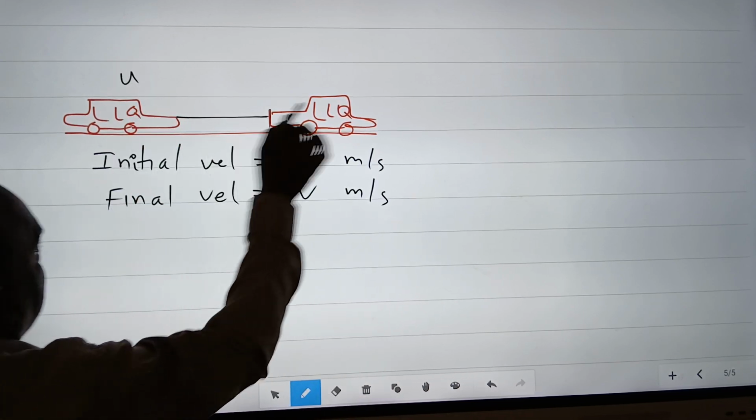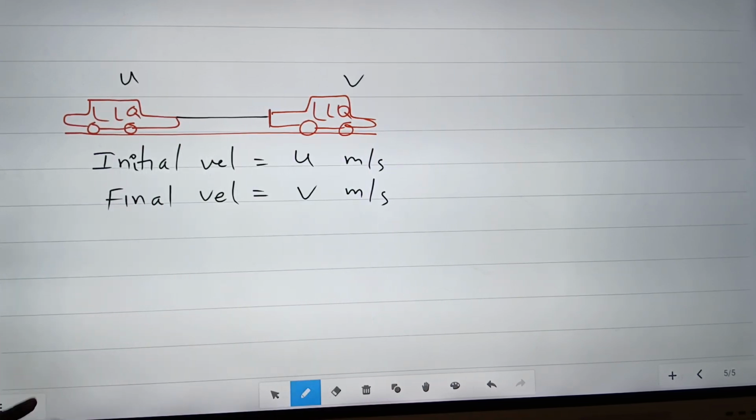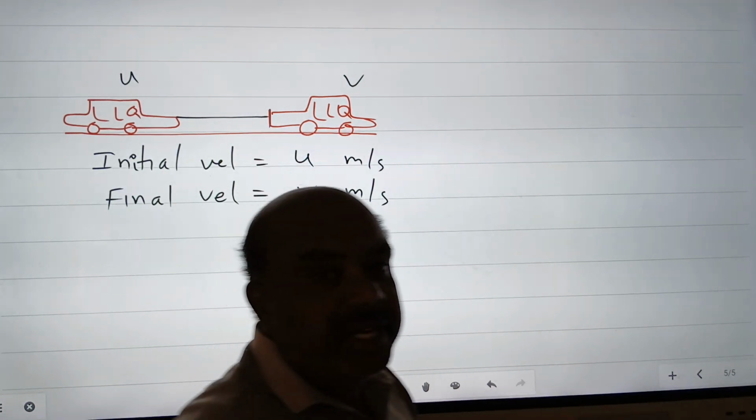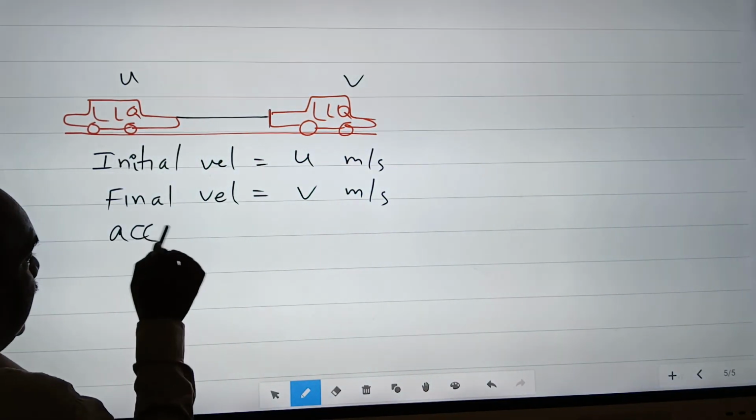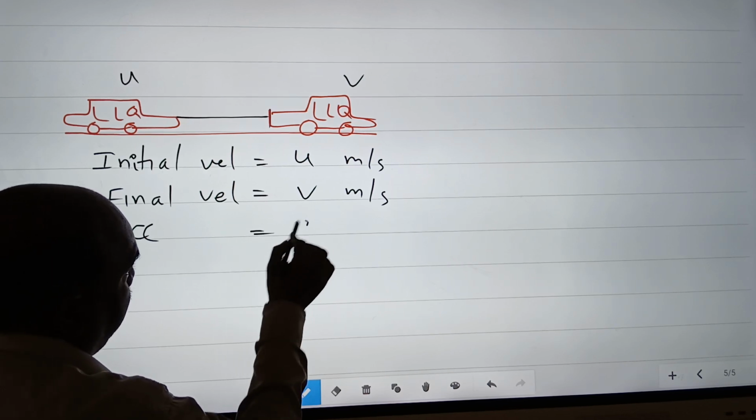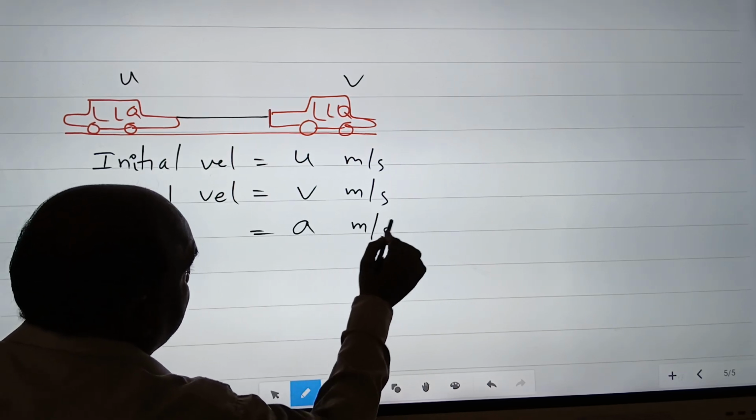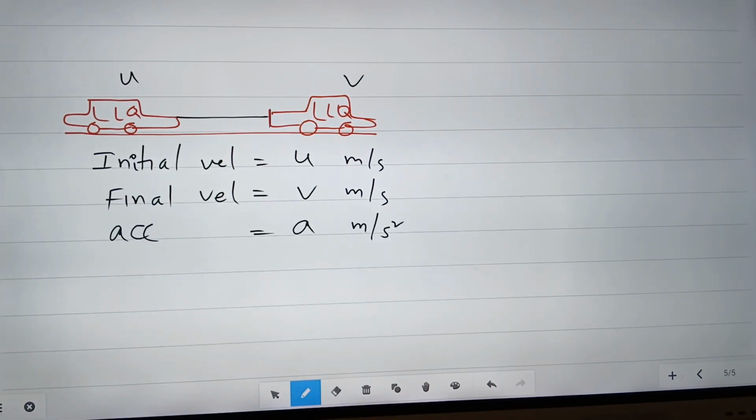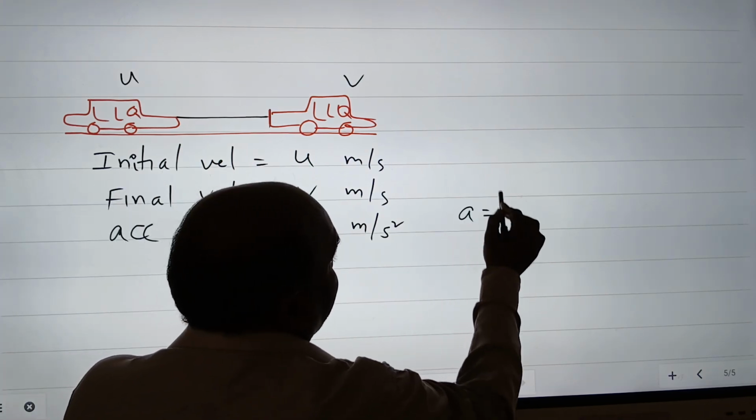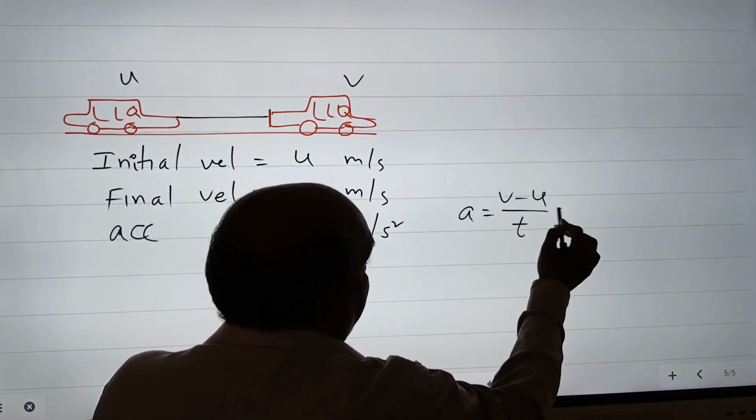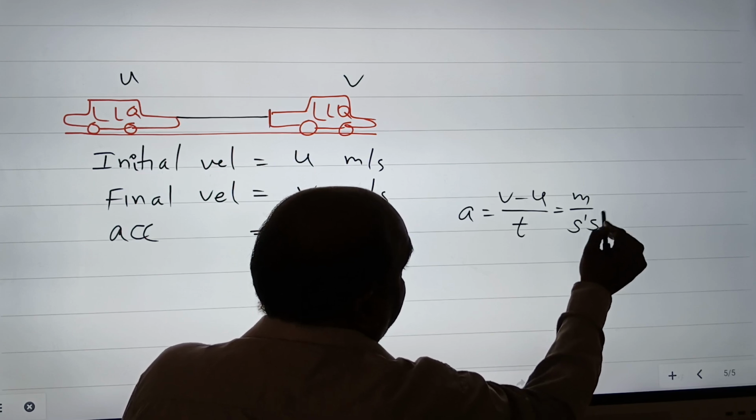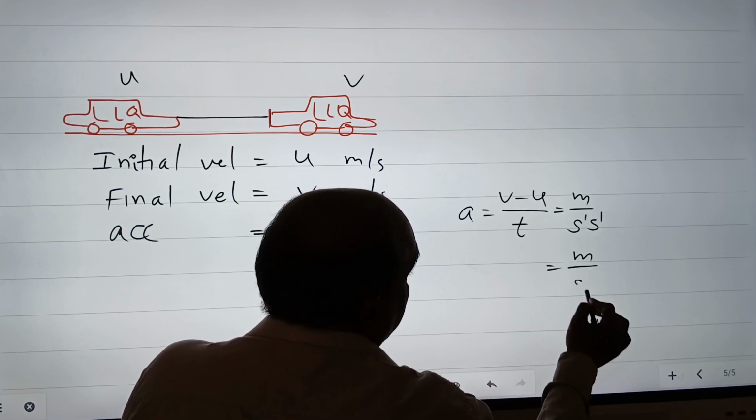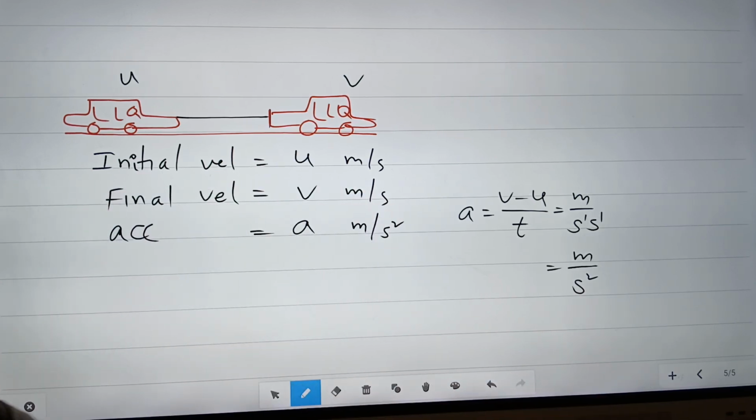Here is the initial velocity u, here v. Whenever velocity changes, what will happen? By default, some acceleration is produced. Acceleration is denoted by a, in meter per second square. Why is acceleration meter per second square? Acceleration is equal to change in velocity by time. Meter per second, by second: second into second, denominators are same, so powers should be added, meter per second square. That is the SI unit of acceleration.